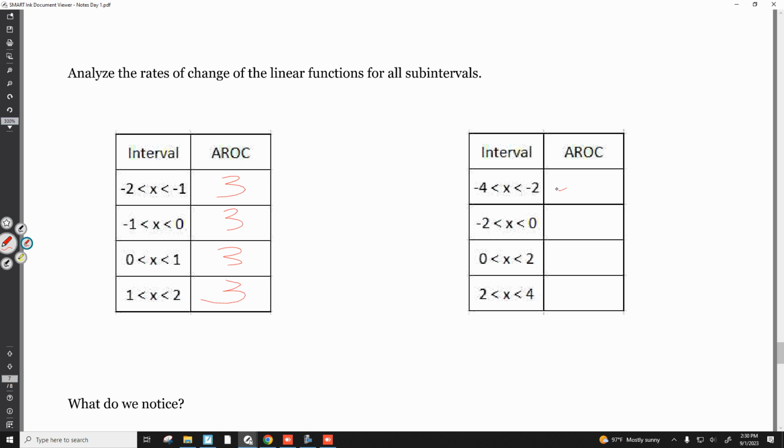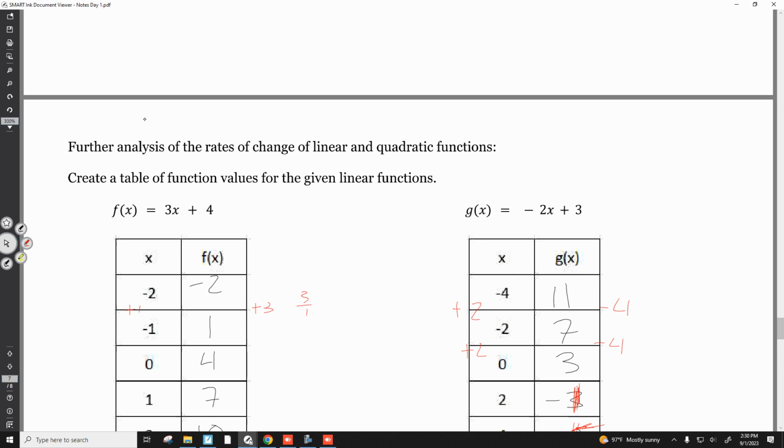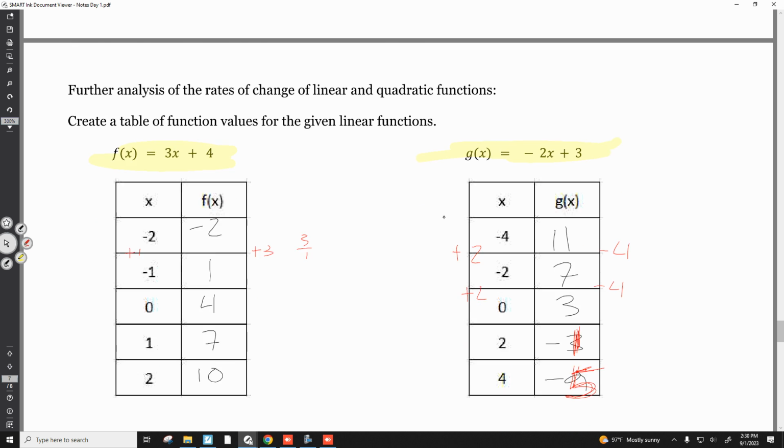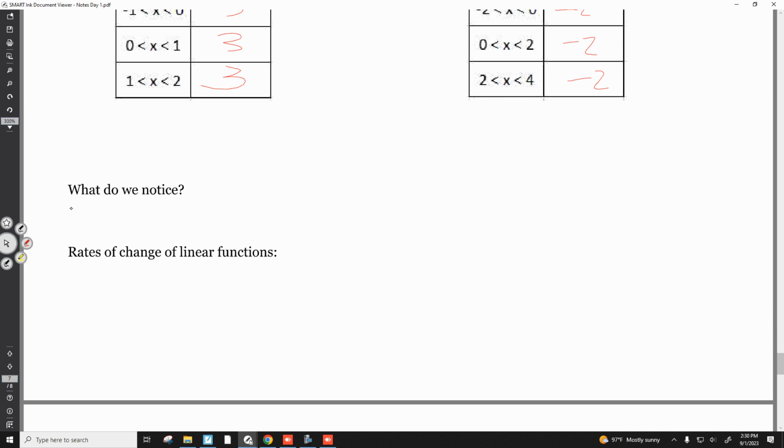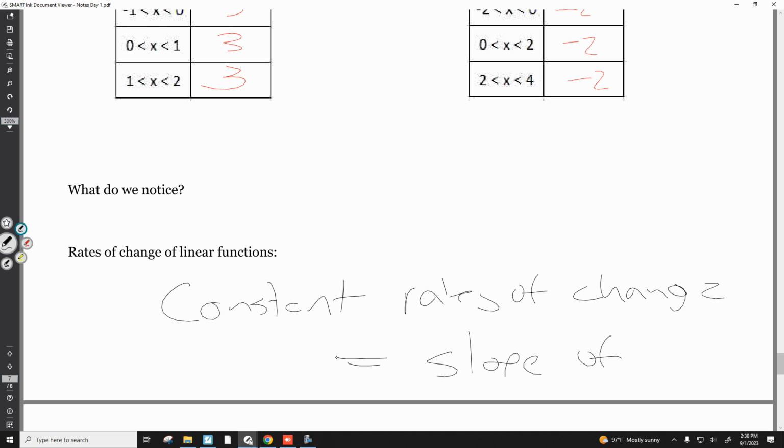What do we notice? That for lines, the rate of change is the slope of the line. Lines have constant rates of change. And the rate of change equals the slope of the line, the m of the mx plus b. We'll use that to our advantage in the future.